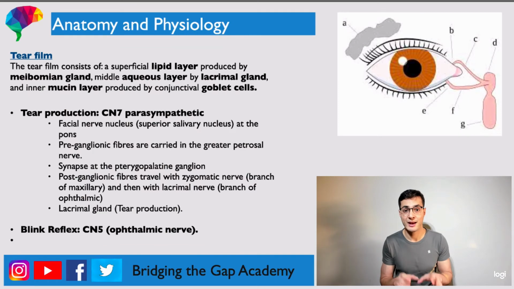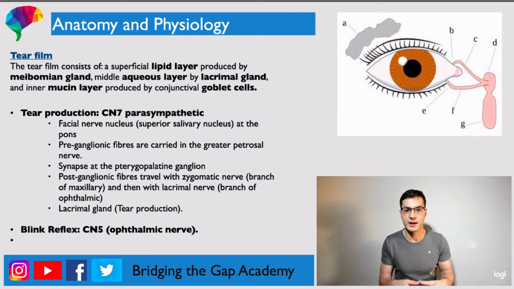To be able to understand dry eyes properly, we have to first look into the anatomy and physiology of how tears develop and how they lubricate our eyes. If you look at this diagram right there, the letter A is the lacrimal gland. This is what produces our tears, or aqueous layer, which is the middle layer of a tear film.